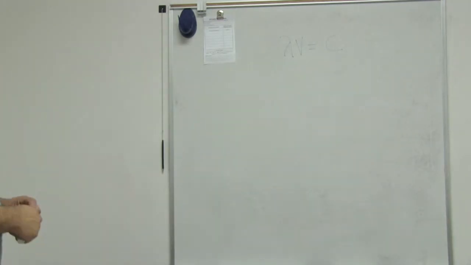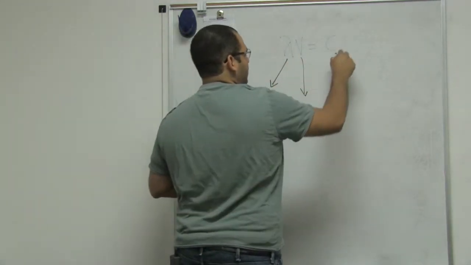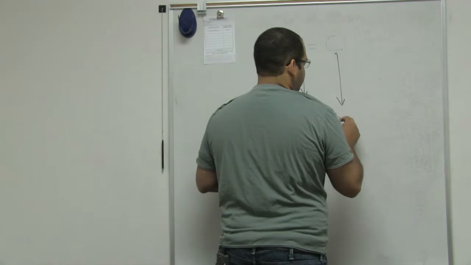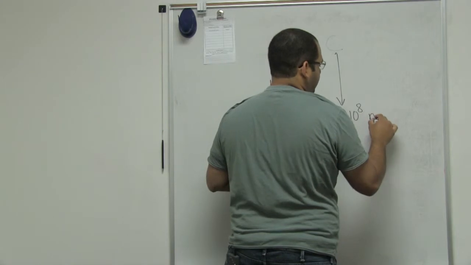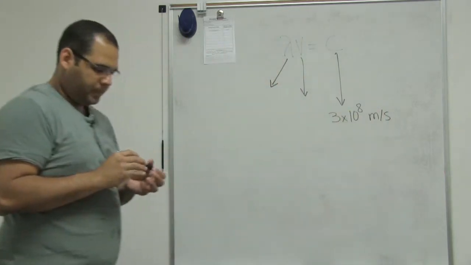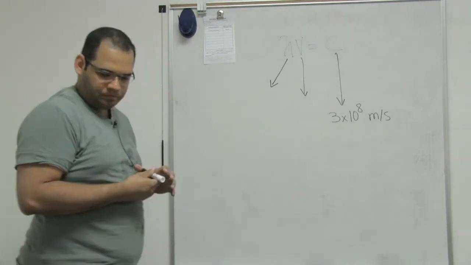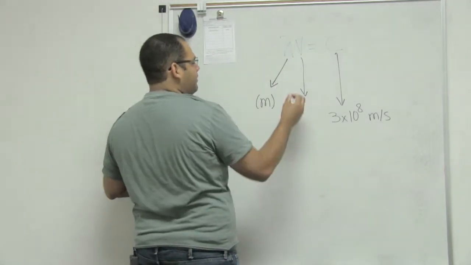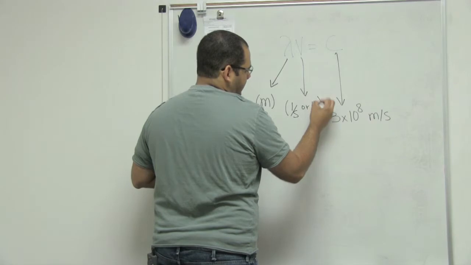Okay, so talking a little bit about electromagnetic radiation, we have this formula here, where C stands for velocity of light, speed of light, which is 3 times 10 to the 8th meters per second. We have lambda, that is the wavelength. And wavelength is usually given in meters. And we have the frequency, that is 1/second, or hertz, is the same thing.